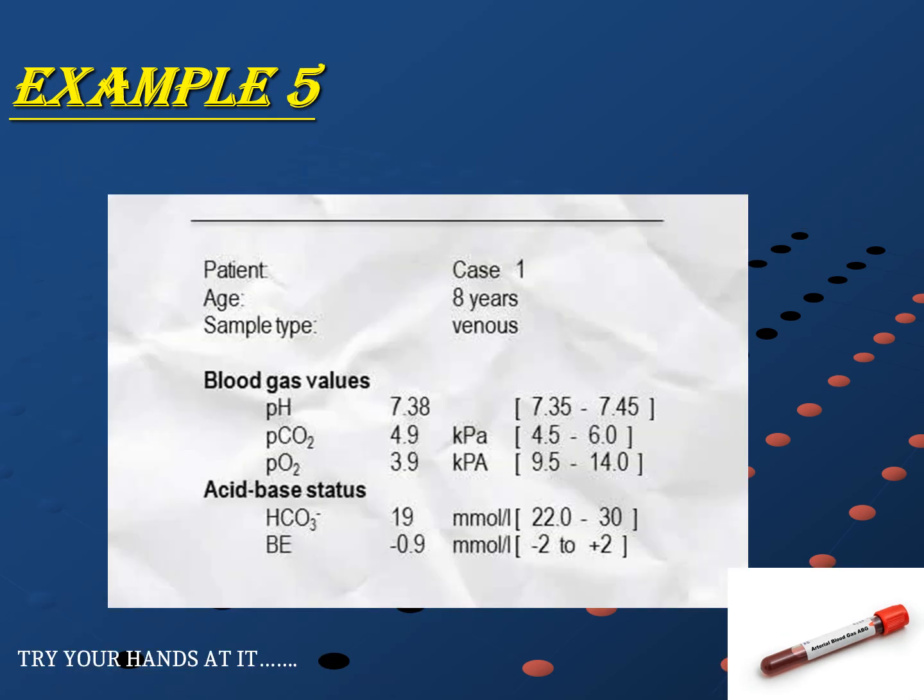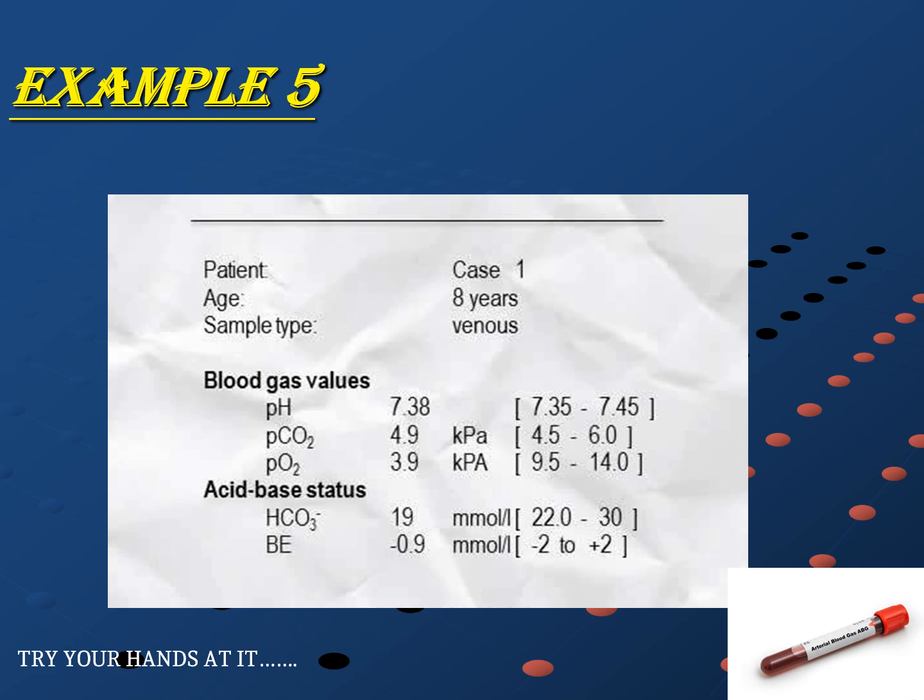Example 5. pH 7.38, normal range 7.35 to 7.45. PCO2 49 mmHg, normal range 35 to 45 mmHg. PO2 39 kPa, normal range not explicitly stated, but typically around 10 to 13 kPa on room air. HCO3 19 mmol/L, normal range 22 to 28 mmol/L. Base excess -2 mmol/L, normal range -2 to +2 mmol/L.